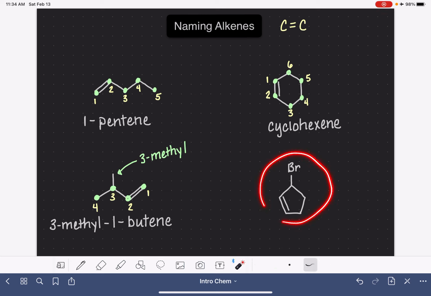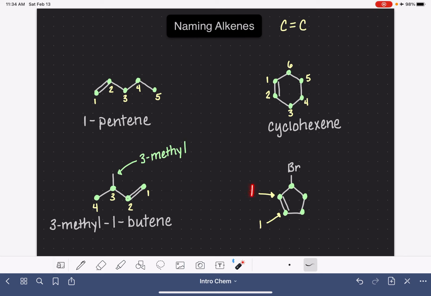We have one more example to go. First, we're going to find our longest chain of carbon atoms. We have 5: 1, 2, 3, 4, 5. Now we're going to number that chain. And remember, our goal is to give the double bond the smallest possible set of numbers. So that means either this carbon would be number 1 or this carbon would be number 1. And we have to figure out which one of those 2 carbon atoms we should give position number 1.